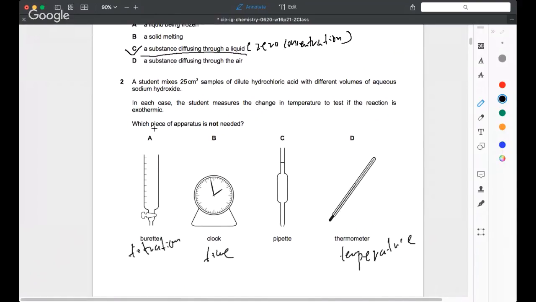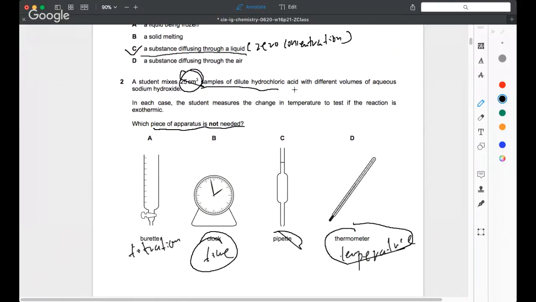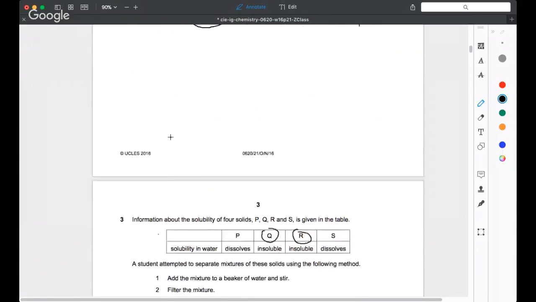So which piece of apparatus is not needed? Here we are measuring the temperature change with time. So obviously we need a clock for the time, we need a thermometer to measure the temperature, and we need a pipette to transfer 25 ml of your HCl. However, a burette is not needed because a burette is used in titration, but here we're not doing a titration. So the answer for this is A.